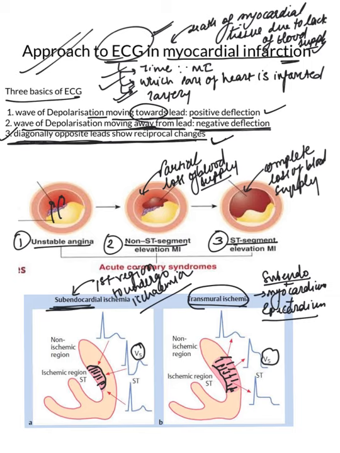Let's look at the first two rules. So in subendocardial ischemia, this is the wave of depolarization, and as we can see here, it is directed away from the ECG lead. This is our V5. This is the V5 precordial lead, and the wave of depolarization is going away from the ECG lead towards the infarcted segment. So the ECG lead records a negative deflection, that is the ST depression.